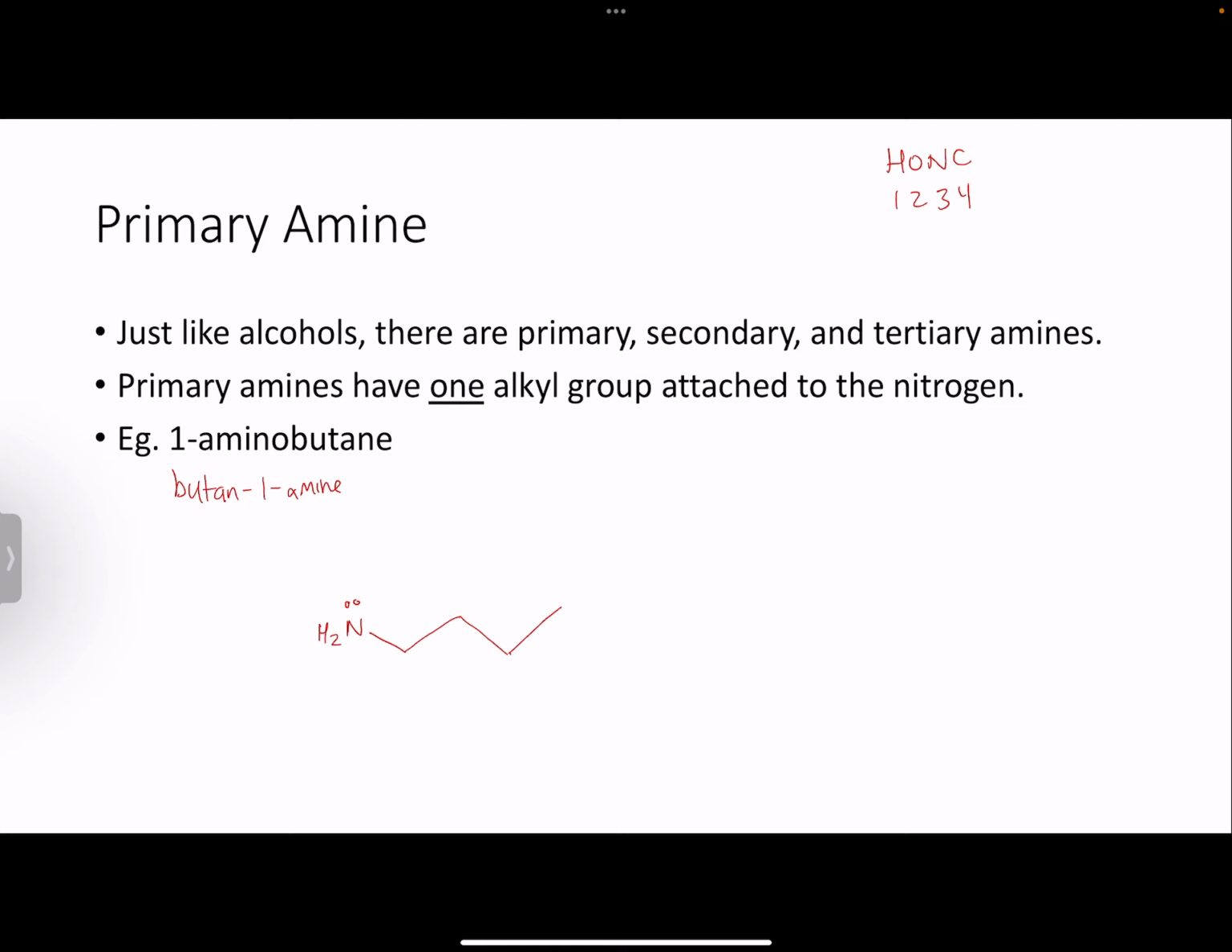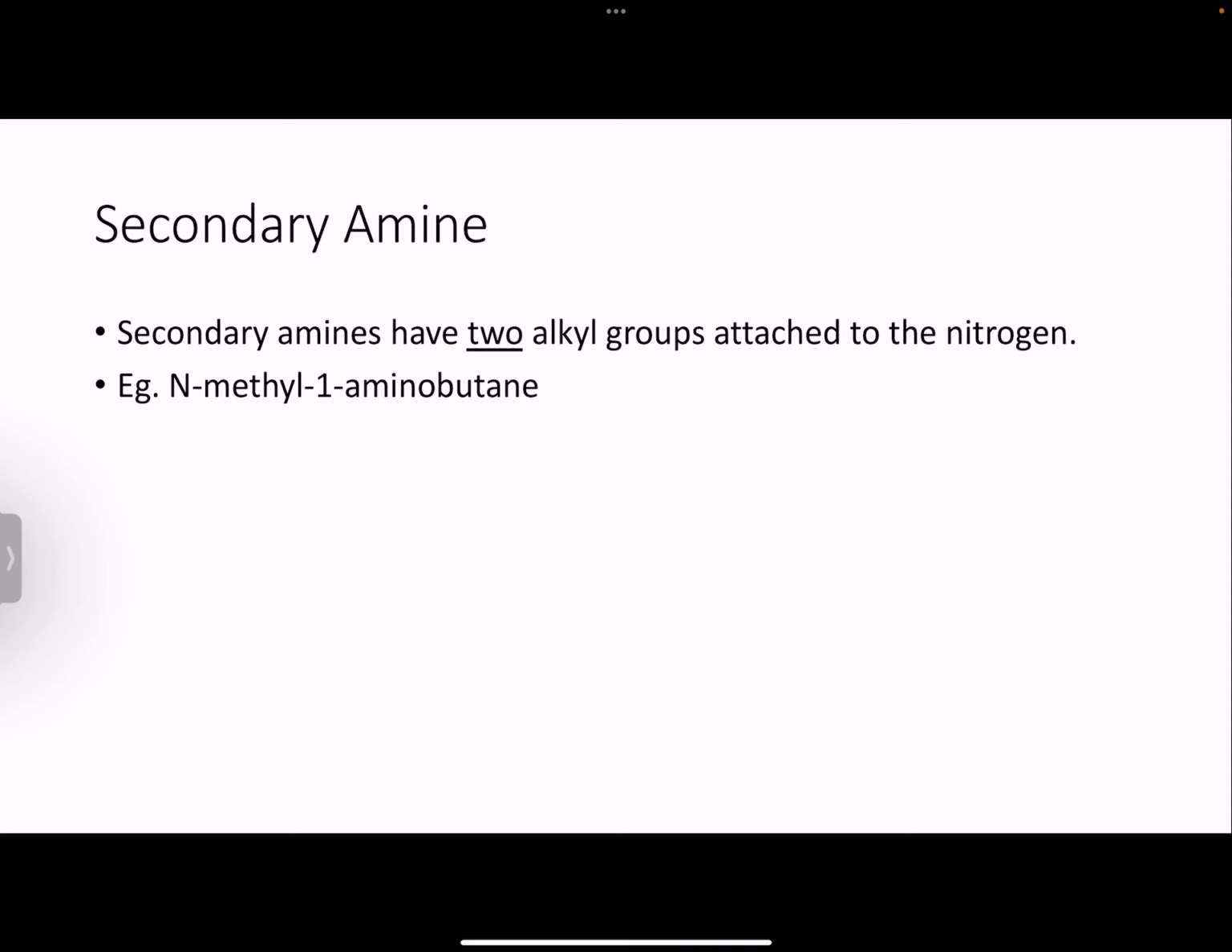The nitrogen is attached to a carbon that's bonded to the rest of the chain, and the nitrogen only has 1 alkyl group on it. So primary amines will always have 2 hydrogen, if it helps to look at it like that. A secondary amine has 2 alkyl groups attached to the nitrogen. So this is like the first molecule that we drew. We're going to rewrite this just to see.